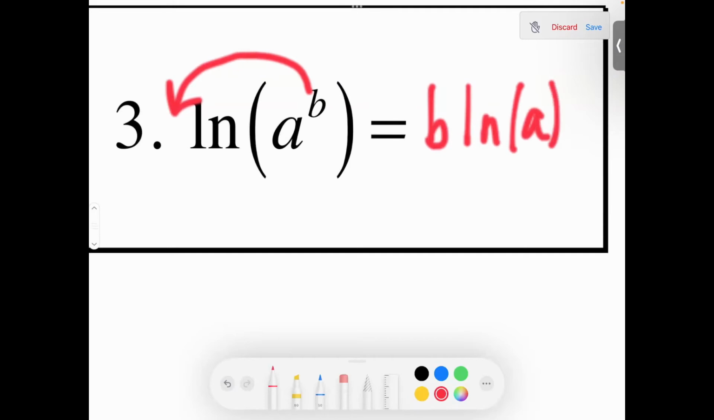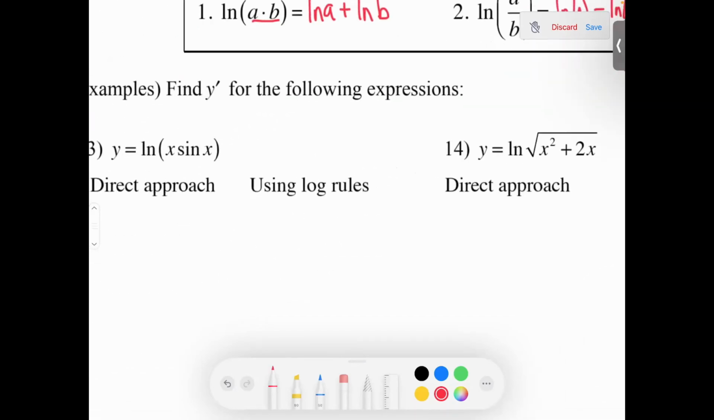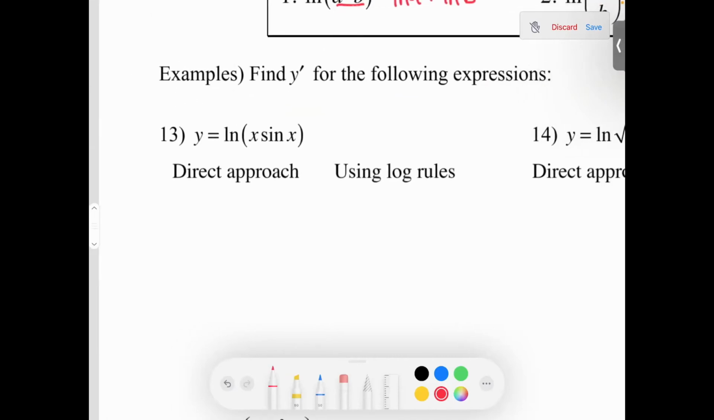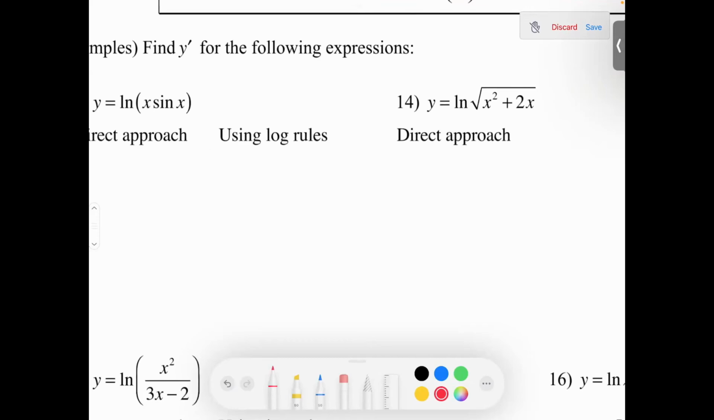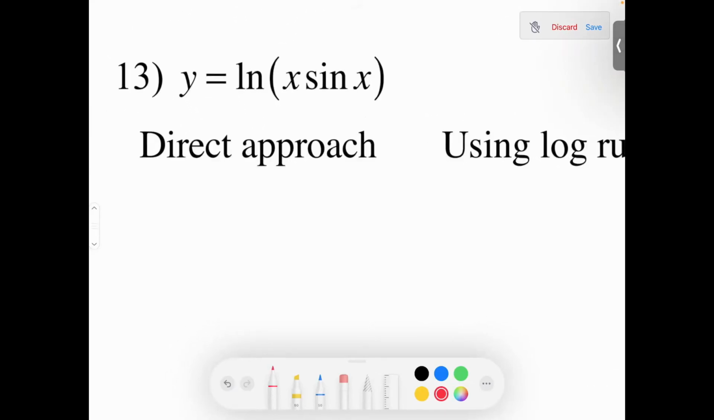So if you haven't seen these, you need to familiarize yourself with these and be able to use them to manipulate our function from the beginning before we actually start taking derivatives, because it's going to make our life a lot easier. As you'll see, I'm going to do the first one with the direct approach, and after that, I'm probably just going to use the log rules. So in this case, we got ln x sine x. We're going to take derivative first, and that's ln rule. If we do the direct approach, not trying to simplify that any.